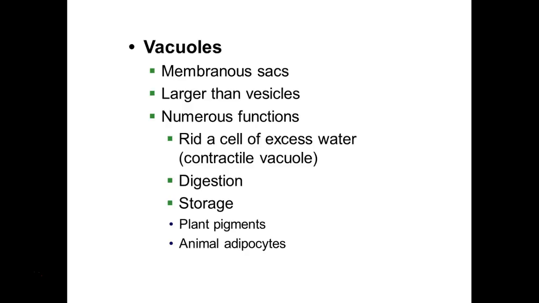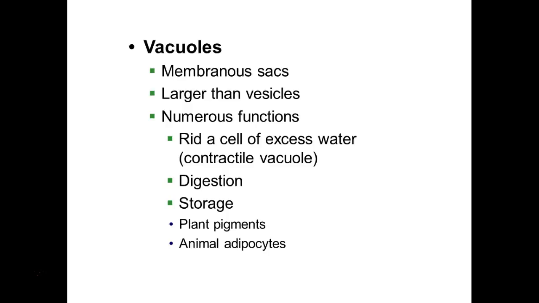Okay. Then there are vacuoles inside of the cell. Plants, remember that great big water balloon I showed you? Plants have vacuoles in them. These are membranous sacs and they are larger than vesicles. Vacuoles can be used to rid a cell of excess water. These are called contractile vacuoles.